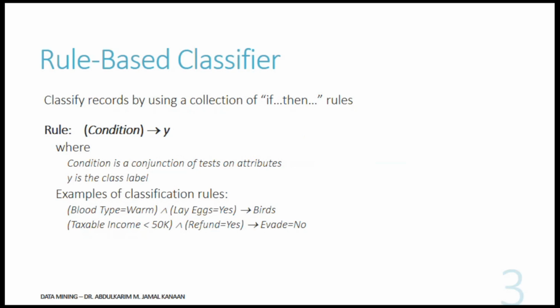Okay, but the rules are not at your hand first. You need to extract them from your data set. One of the examples that can help you to extract rules is decision tree. So decision tree we already studied, right? Decision tree is very helpful to extract rules from your data set.